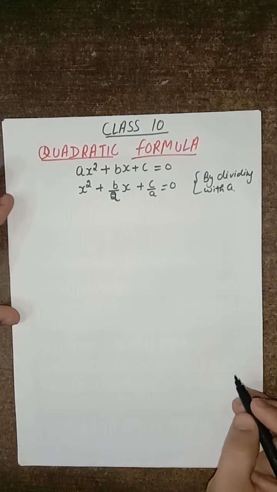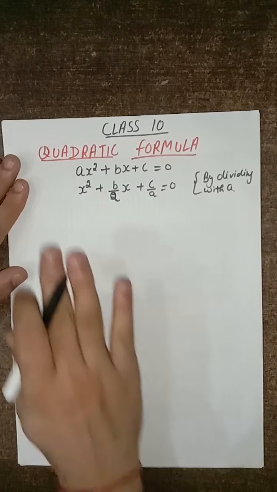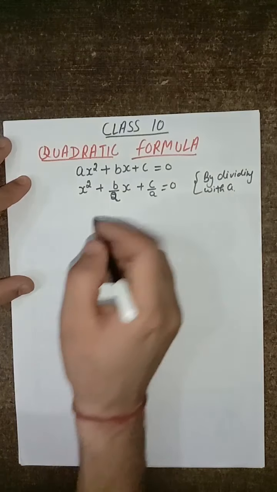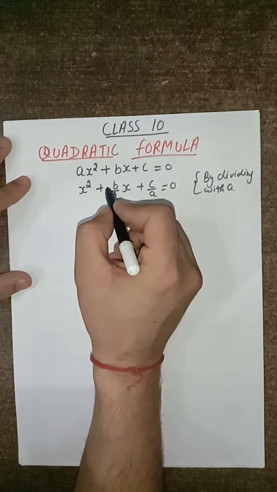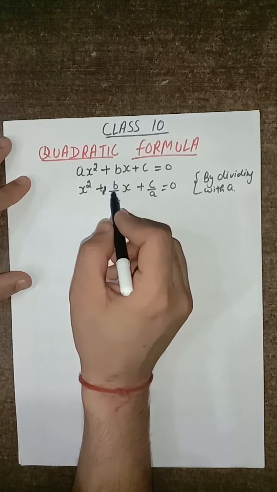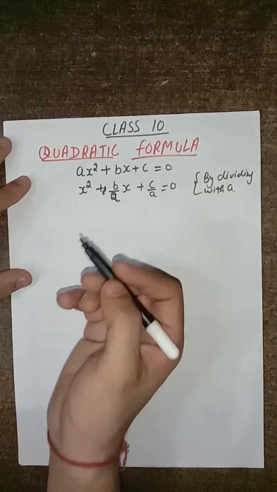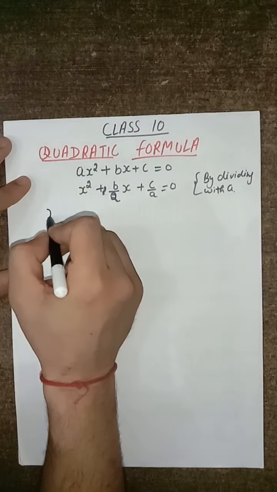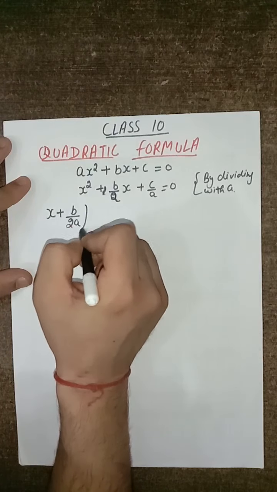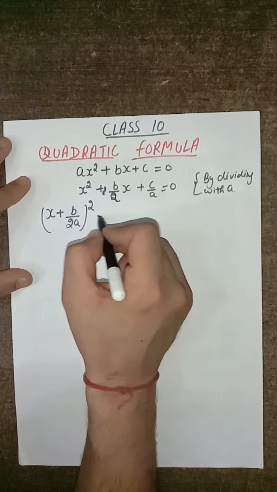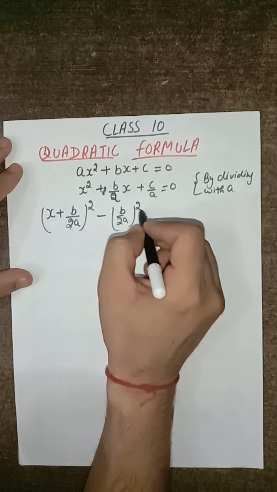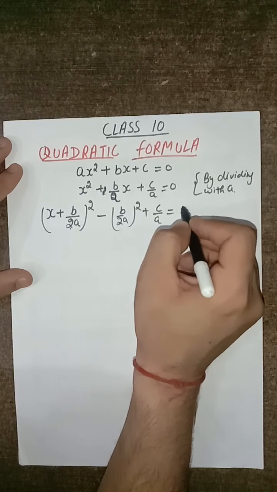Now our second step was to make a perfect square. Here, if we want to make it a perfect square, then we divide it by 2 and multiply by 2, and the term will be b divided by 2a. It becomes x plus b divided by 2a whole square minus this term's square plus c by a as it is.